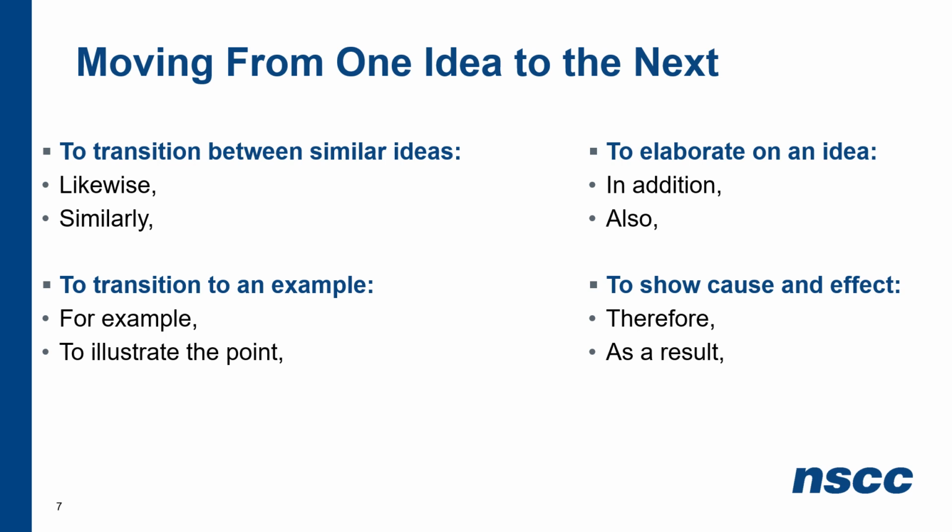Let's talk about some of the transition words that we can use for moving from one idea to the next. To transition between similar ideas, you can use likewise and similarly. To transition to an example, you can use for example or to illustrate the point. To elaborate on an idea, you can use in addition and also. To show cause and effect, how one thing affects something else, use therefore and as a result. Remember, in most cases, you need a comma following a transition word or transition phrase.